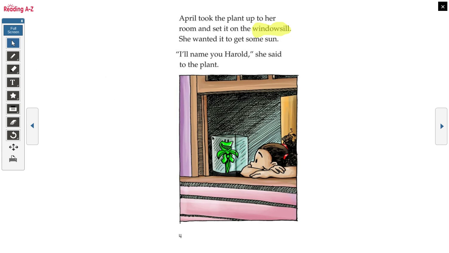And then I can also look at the picture and I can come up with, okay, well, right now she's in the window, and the beginning of this word does say window, and the edge of the window is called the windowsill. So the word that would make sense here is windowsill because it is a place. It's where she puts the plant.